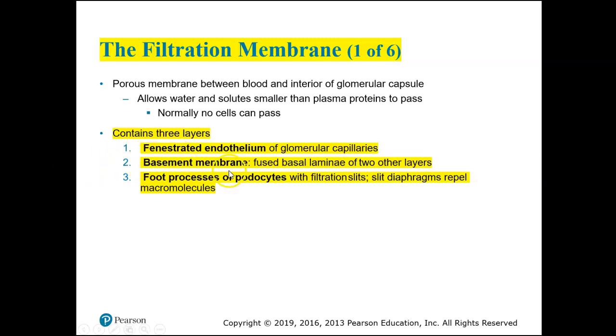There is a basement membrane that's really fused between the membrane that forms the capillaries and the membrane that forms the Bowman's capsule lining. So you have 2 fused basement membranes, one from the nephron and one from the blood capillaries. Then you have the foot processes of the podocytes with their filtration slits that are formed from the nephron portion, the Bowman's capsule.